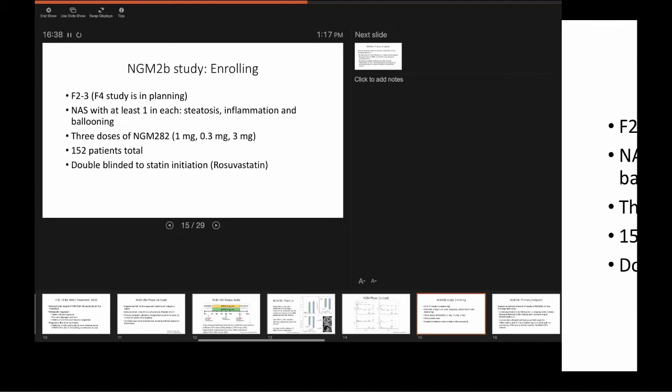Who decides that they go on statin? There's a very specific algorithm in the protocol, and the central lab is doing this for us. So they're trying to get rid of the potential noise and also the safety concern, which was kind of curious. I've never seen any other study do this.